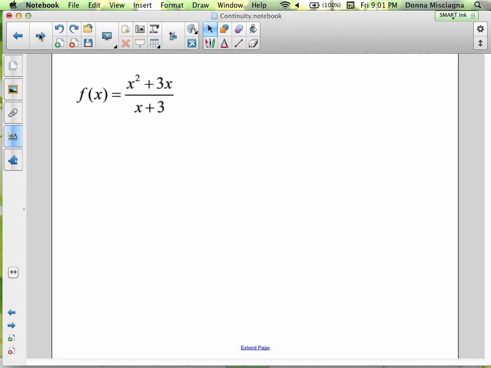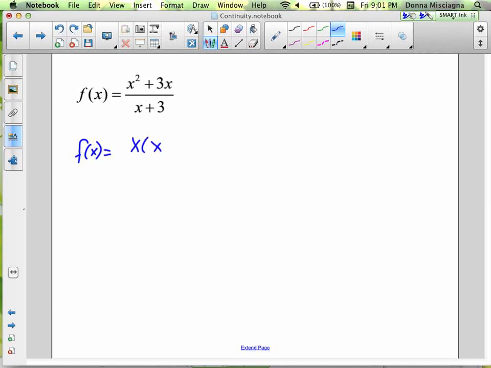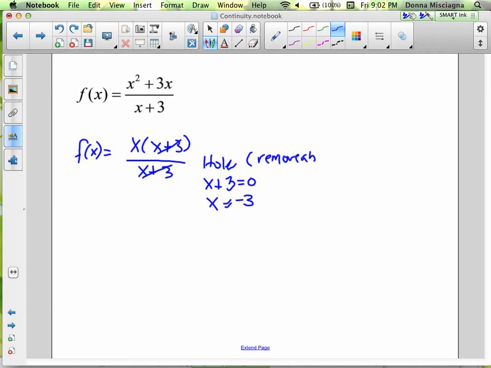Right, so let's factor this to rewrite this. Right, so we have f of x equals, now of course we just factor out the x, x times x plus 3 divided by x plus 3. Oh, look at that. All right, so we have a hole where x plus 3 equals 0. And if we subtract, that's x equals negative 3. Remember, a hole is a removable discontinuity. Right, so that is removable.